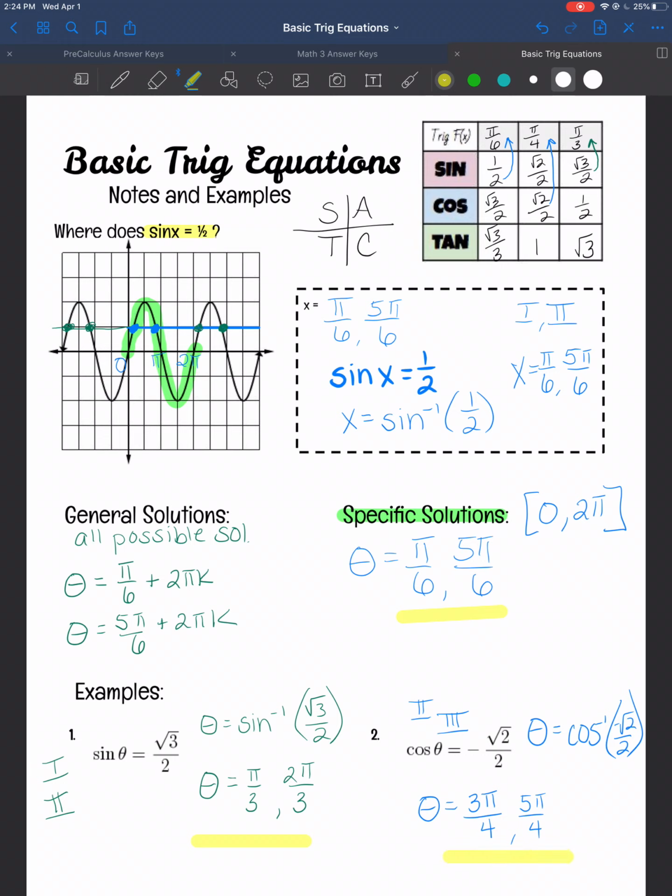Alright, so on the next page, we're going to get a little bit harder, and we're going to look at using some algebra techniques along with your inverse trig. We're going to look at some linear examples, like you would solve a linear equation, and then several different types of quadratic examples. And we're still going to be using that trig chart, so you still may want to have yours out.